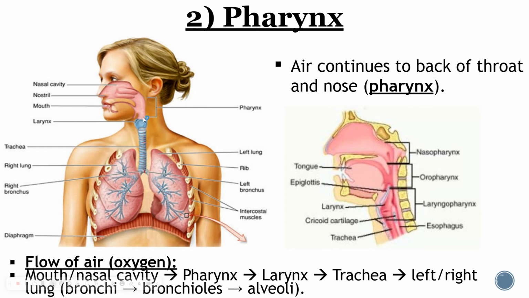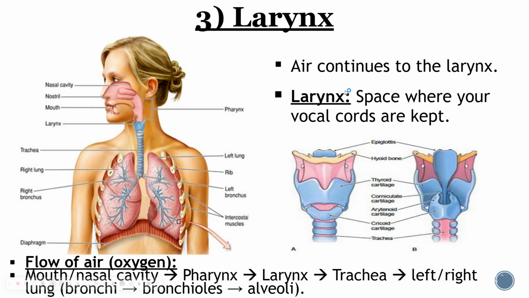Now, once the air goes through the pharynx, it's going to go to the next part, which is the larynx. So this is the larynx here. The larynx is a portion that contains the vocal cords. So your vocal cords are actually contained in the larynx over here. And what you'll notice is the larynx, if you just kind of take the piece off and put it here, has a little piece over here that sticks out a bit.